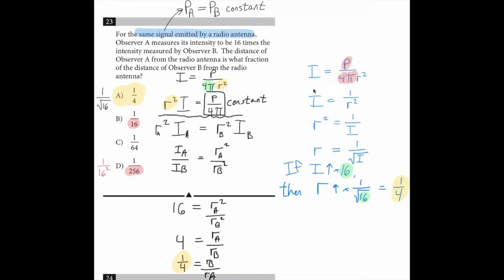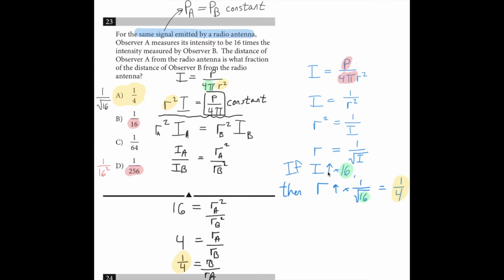Another way to think about it, this is an alternate method, is just to remove P, take this formula and remove P and 4 pi, and just say that I is proportional to 1 over r squared. Similar to the previous question in number 22, if you moved r squared over here and I over here, you get r squared is proportional to 1 over I. And then you could take the square root of both sides, and you get that r is proportional to 1 over square root of I.